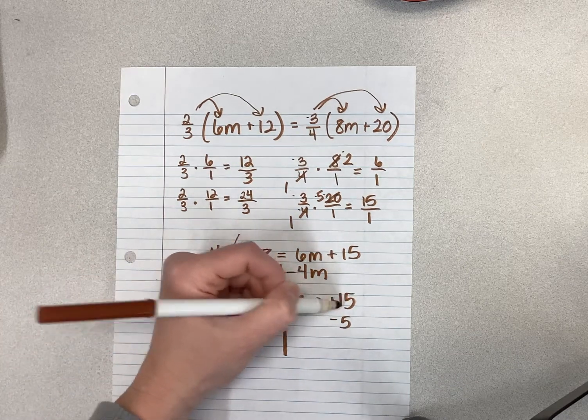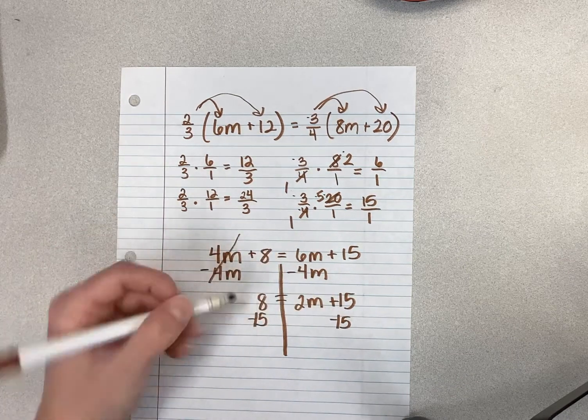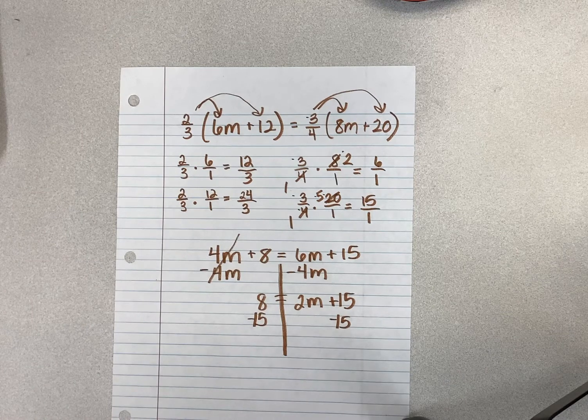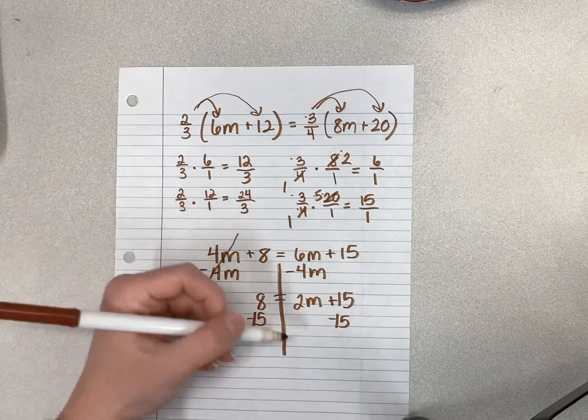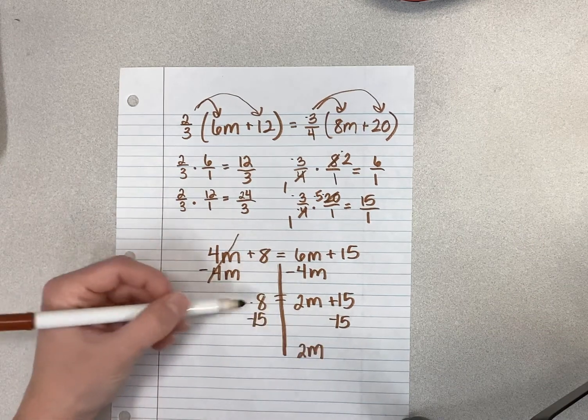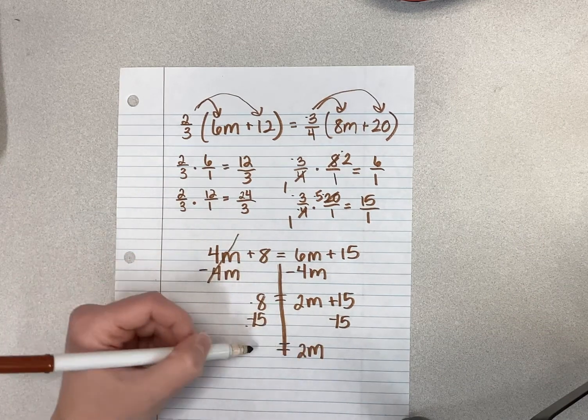Oh, I'm sorry, that's a 15. I was wondering why my answer wasn't working out nicely. Instead of a plus 5, it was a plus 15, so I'm going to subtract 15 from both sides. Hopefully you caught that. 8 minus 15 would give us a negative 7.